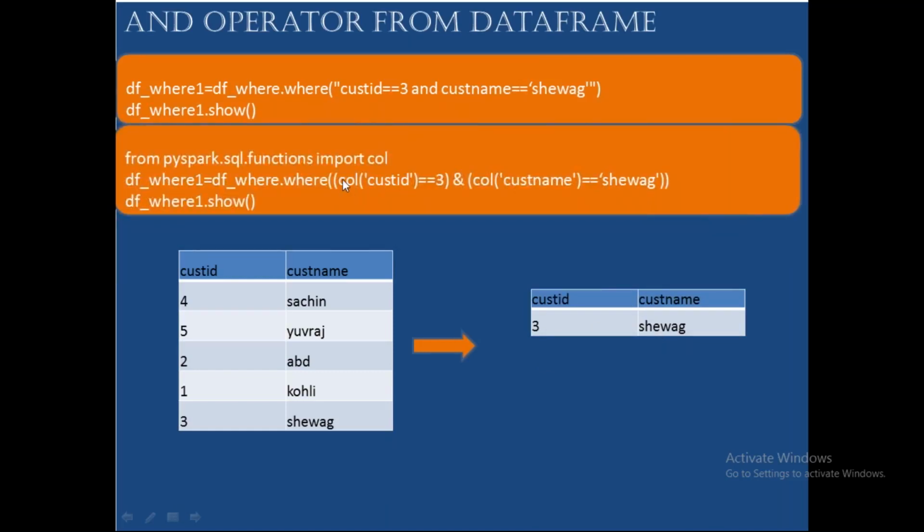You can also use it with the col function: col of custid equal to 3 and col of custid equal to 7. So here I'm going to use an ampersand operator. Okay, so it's an AND operator you can use. Instead of using AND, you can use the ampersand operator.